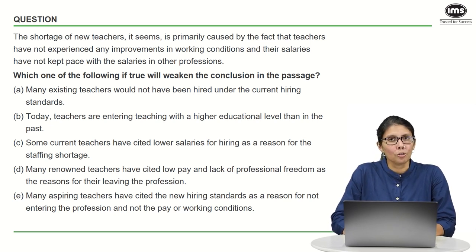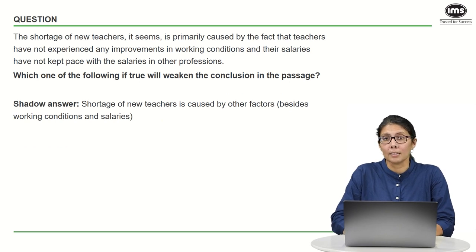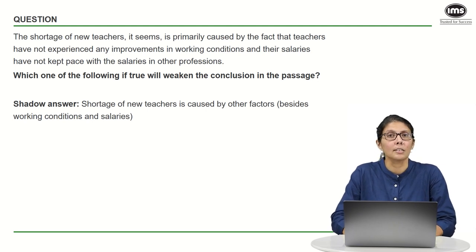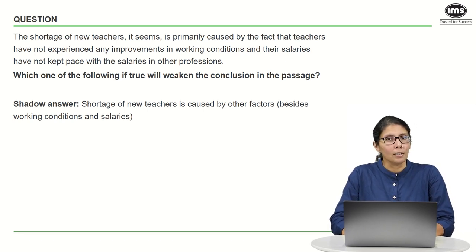One of the things that you should try to do when solving critical reasoning questions is to come up with a shadow answer. In this case, the shadow answer is very simple. If we want to weaken the argument that X is caused by Y, maybe we need to suggest that X is not caused by Y, it's caused by some other factors. In this case, the shortage of new teachers is caused by something else besides working conditions and salaries. Now let's evaluate our options and see if something matches our shadow answer. If we are lucky, it will. If we are not, we'll see what to do.